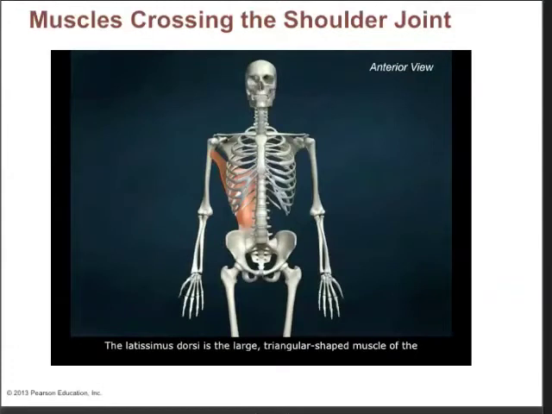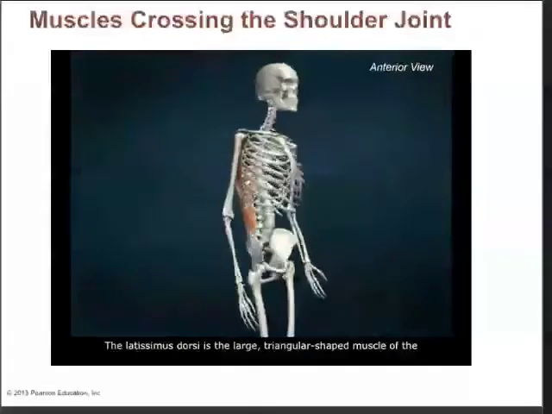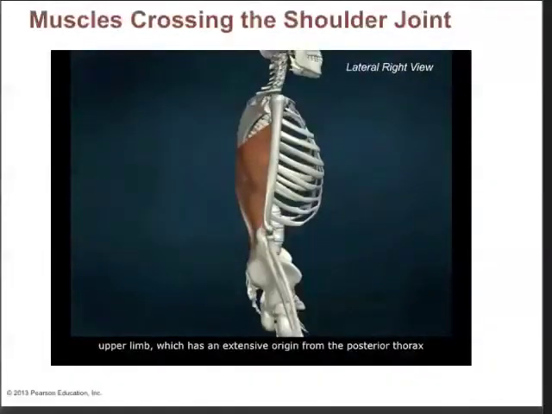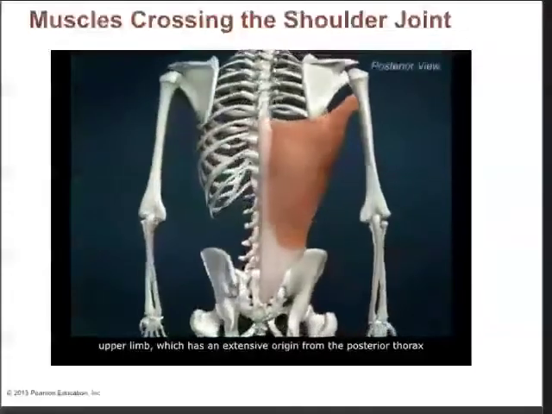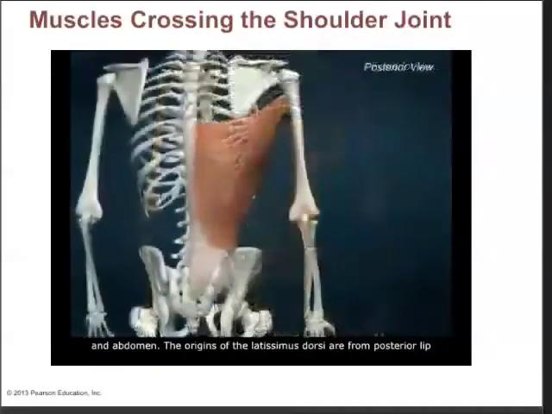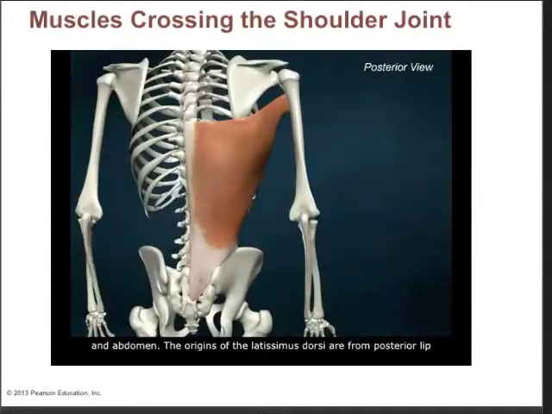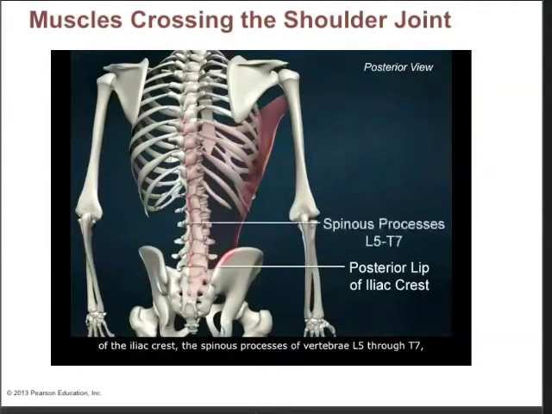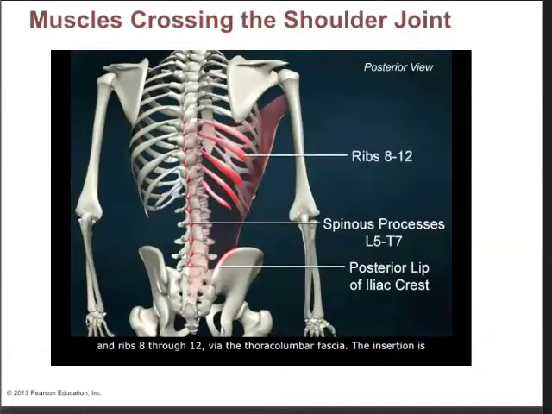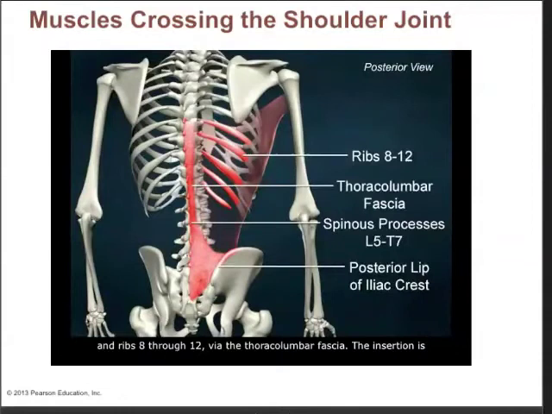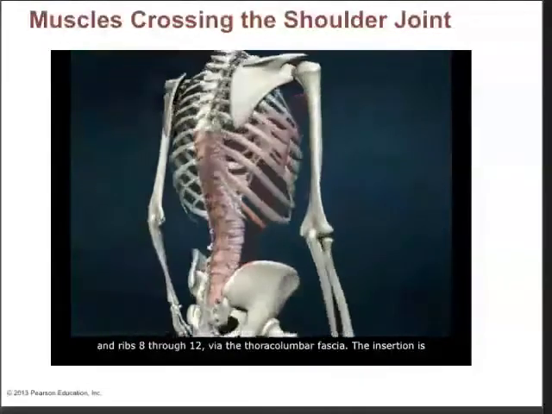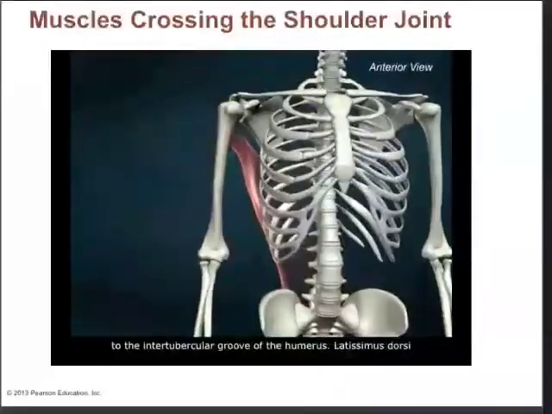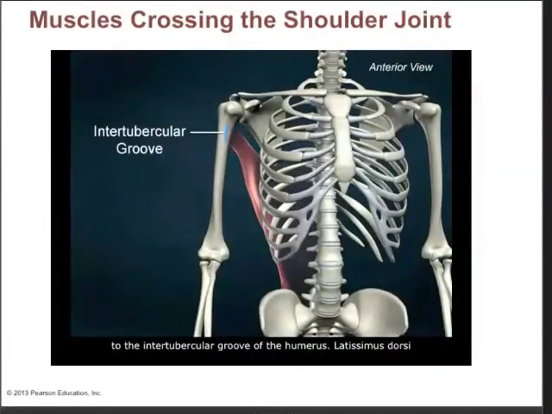The latissimus dorsi is the large triangular-shaped muscle of the upper limb, which has an extensive origin from the posterior thorax and abdomen. The origins of the latissimus dorsi are from the posterior lip of the iliac crest, the spinous processes of vertebrae L5 through T7, and ribs 8 through 12, via the thoracolumbar fascia. The insertion is to the intertubercular groove of the humerus.